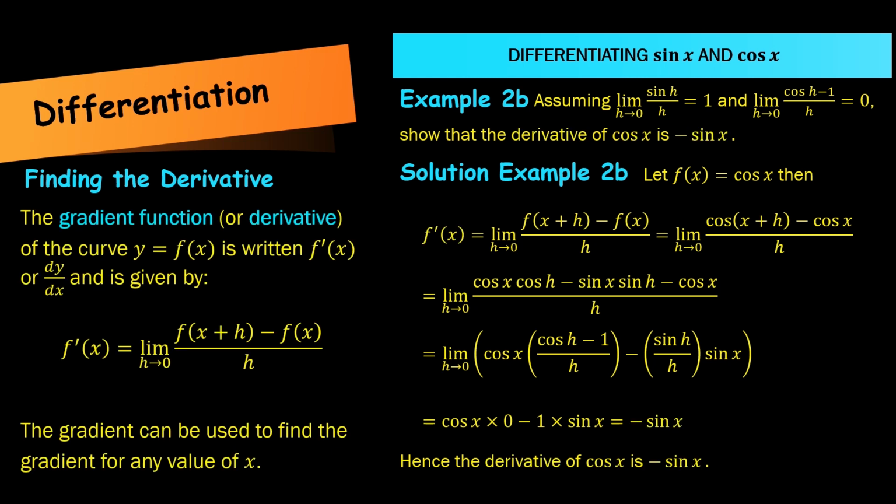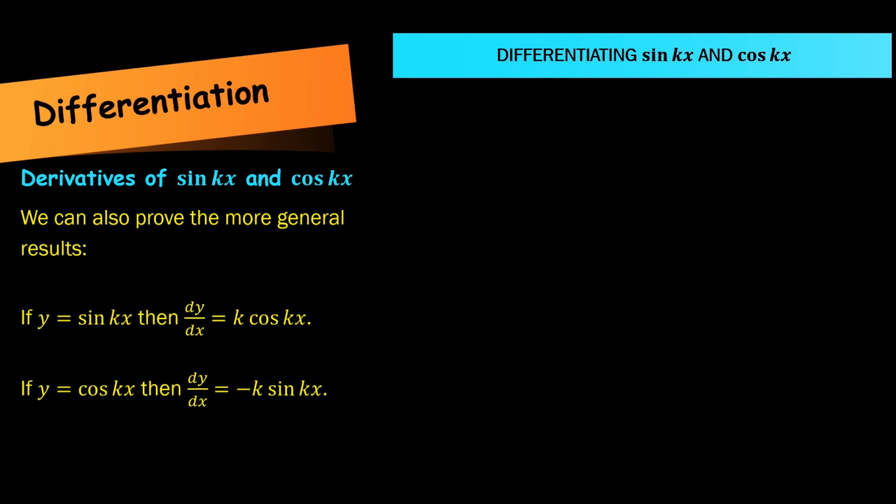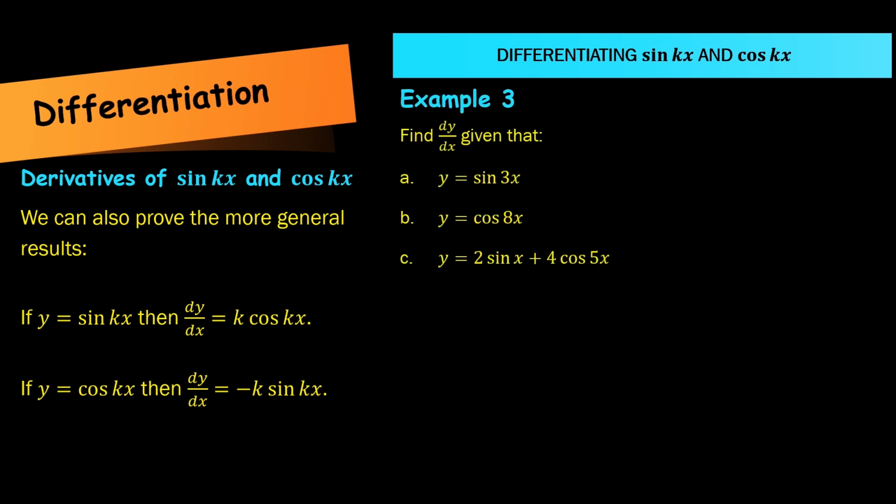We can also prove the more general results. If y equals sin kx, then dy/dx equals k cos kx. And if y equals cos kx, then dy/dx equals minus k sin kx. Pause the video and have a go at this example. Press play when you're ready to view the solutions.